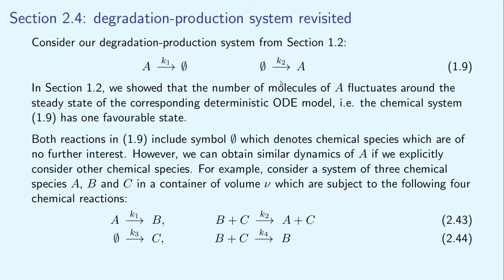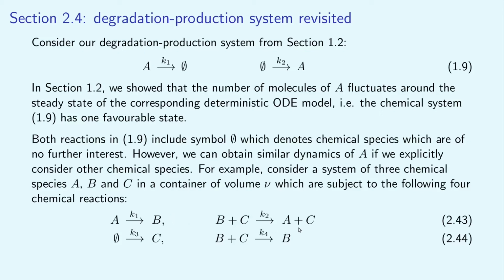Both reactions in the degradation production system include this symbol, empty set, which denotes chemical species which are of no further interest. However, we can obtain similar dynamics of A if we explicitly consider other chemical species. For example, consider a system of three chemical species A, B, and C in a container of volume nu, which are subject to the following four chemical reactions. The first reaction is the degradation of A, but instead of using the empty set symbol, we denote the product by B.